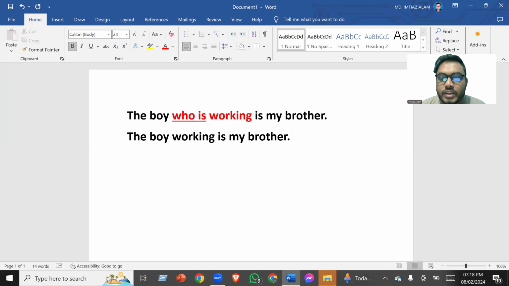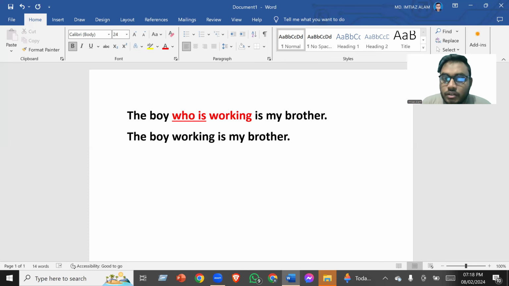I'm saying again, when you see a simple sentence having a relative pronoun, first of all you have to see whether this is active or passive. Active means the subject is doing the work by himself, and passive means the subject is not doing the things by himself. So when the subject is in active form, you have to delete the relative pronoun and the auxiliaries, and then make the main verb ing. So that's why the answer is the boy working is my brother.